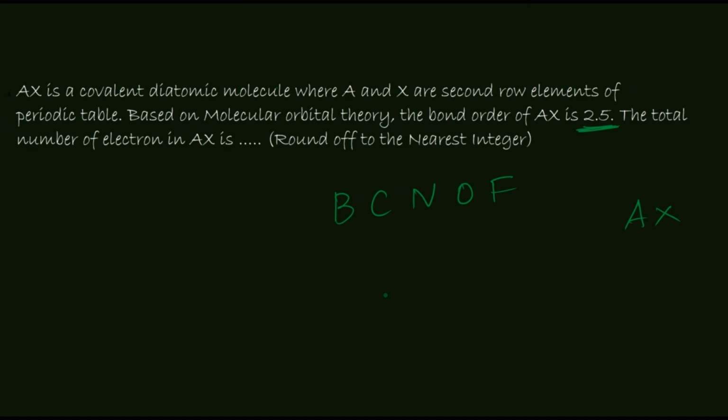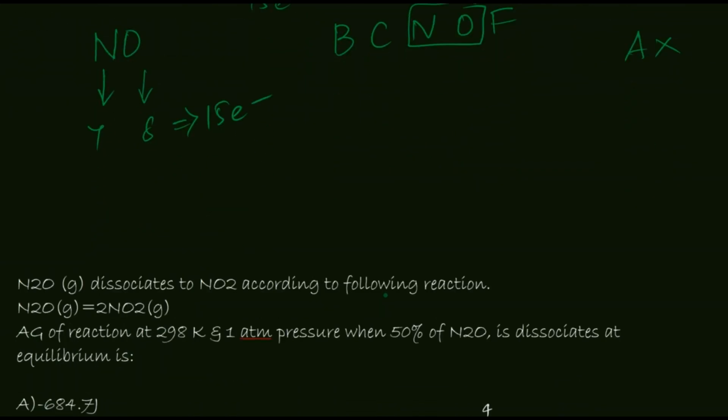They are having a bond order of 2.5. So among these, only NO, comparing the valencies, can give this type of covalent diatomic molecule. And if you find the number of electrons, nitrogen is 7 and oxygen is 8, so a total of 15 electrons. We already saw that 15 electrons will give a bond order of 2.5. So the answer to this question becomes 15 electrons.